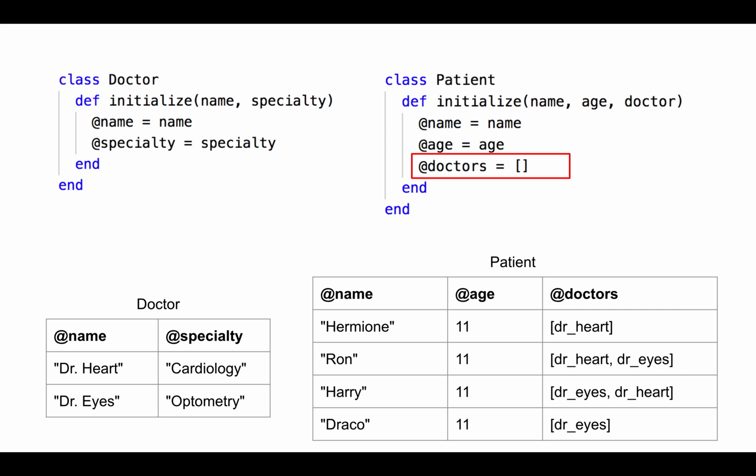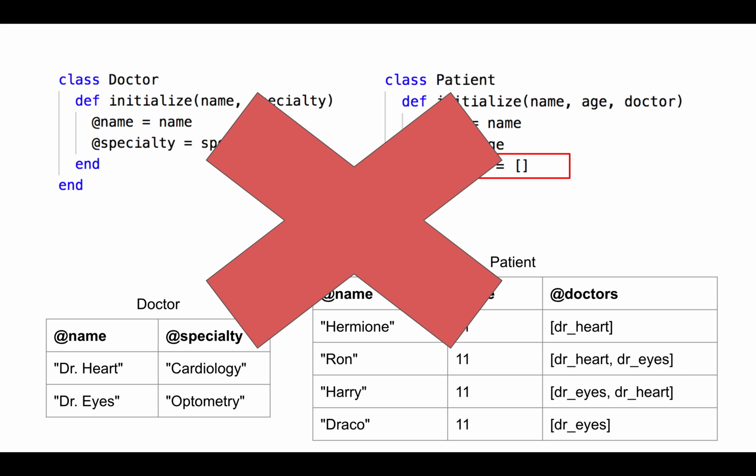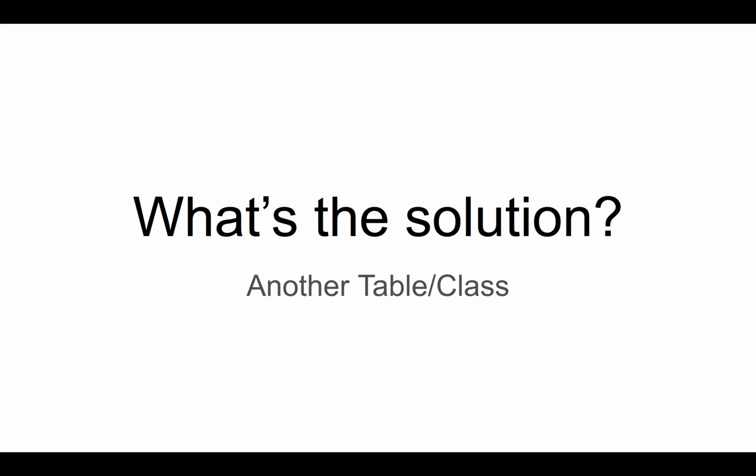Likewise, if Hermione has many doctors, well, in this case, she has one doctor, Dr. Hart. But if Ron has many doctors, he sees Dr. Hart and he sees Dr. Eyes. This is a problem because we cannot store an array in a database. So, what the heck can we do if we can't follow this approach?